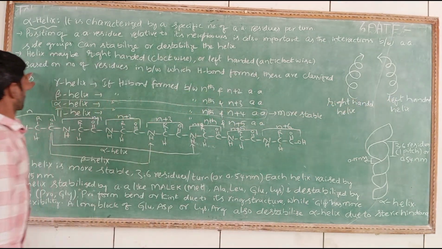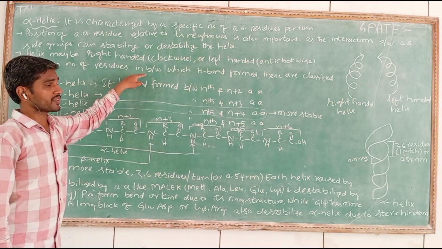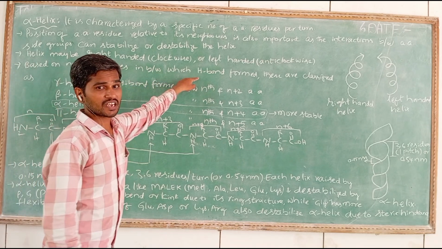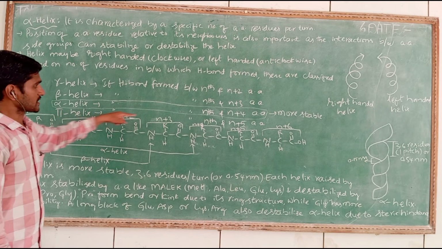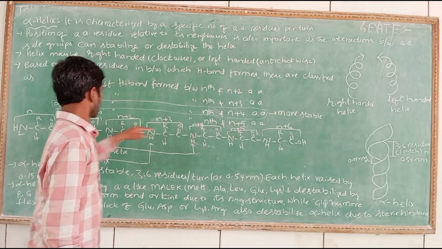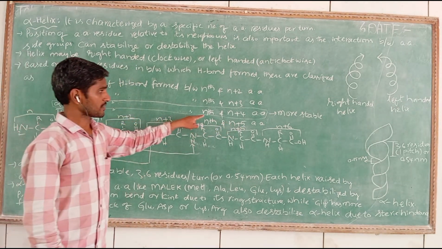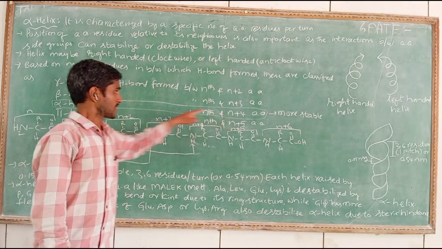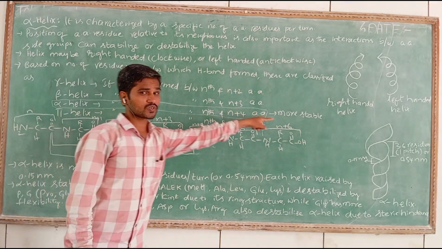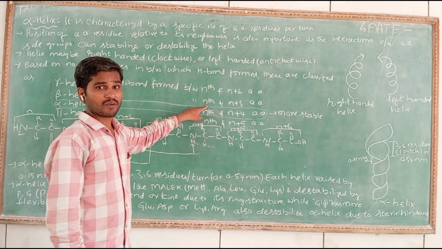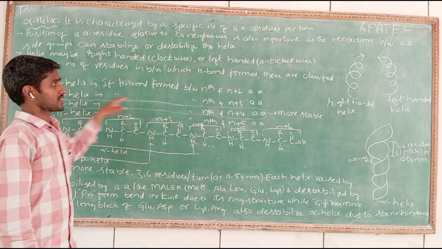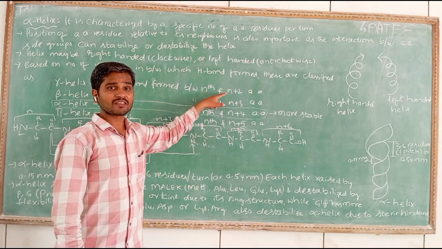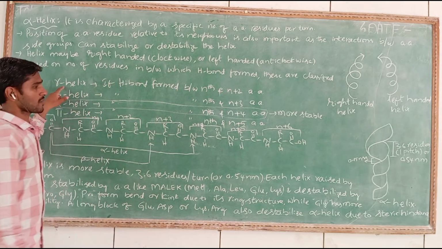Based on the number of residues between which the hydrogen bond is formed, helices are classified as gamma helix, beta helix, alpha helix, and pi helix. If the hydrogen bond is formed between N and N plus 5 amino acids, we have a pi helix. If it is formed between N and N plus 4, that is called an alpha helix, which is more stable. If it is formed between N and N plus 3, we call it a beta helix. If it is formed between N and N plus 2, we call it a gamma helix.